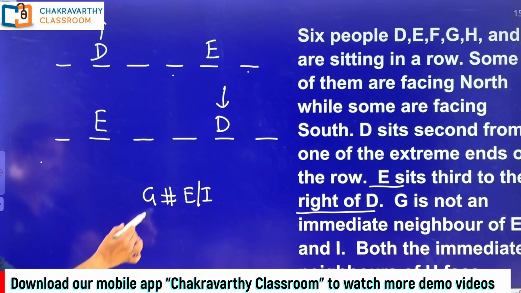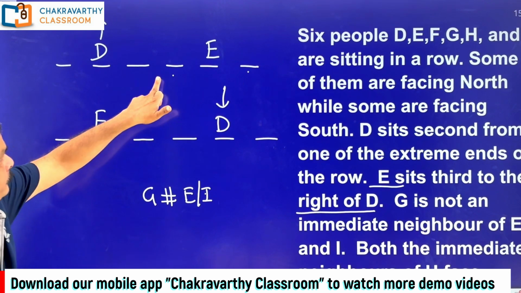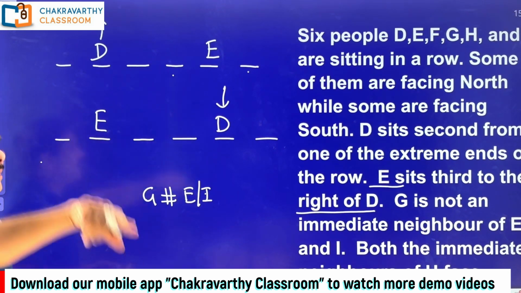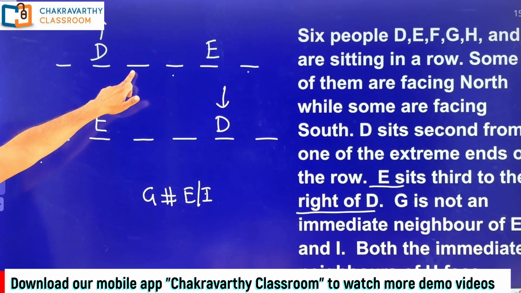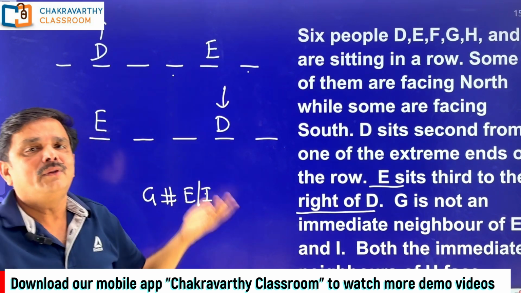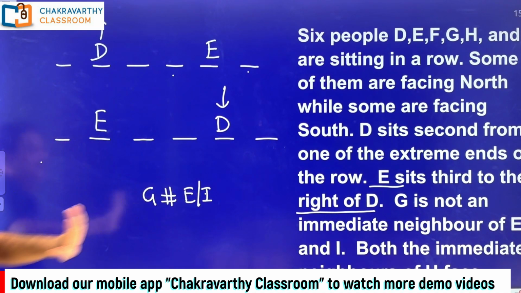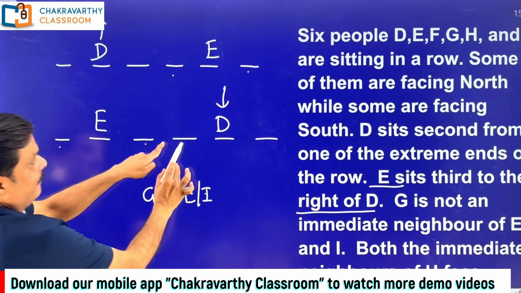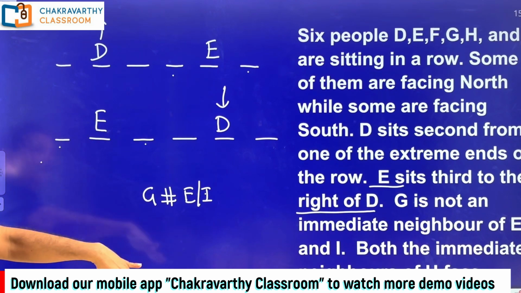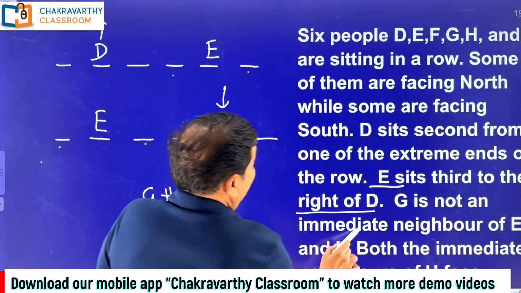But one more piece of information: G is not the neighbor of I also. Shall we try with this also? G cannot be here, and G is not the neighbor of I also. But I has many possible places, isn't it? I can be here, or here, or here, or here. There is no restriction between E and I's placement. For that reason, I am keeping it aside. Here also the same thing: G cannot be here or here, but G can have both the places here, right? And moreover, I can have any of the remaining places. For that reason, I am keeping the information here only and going for the next clue.